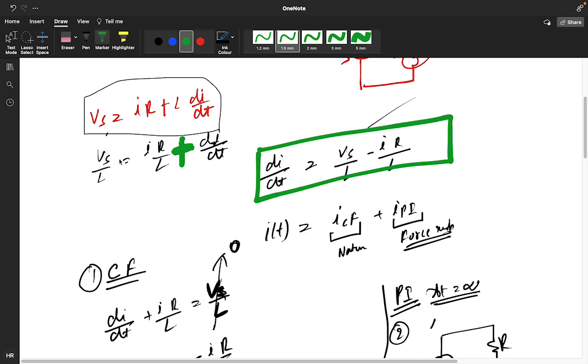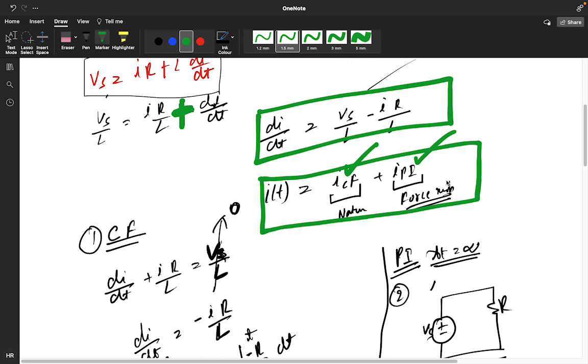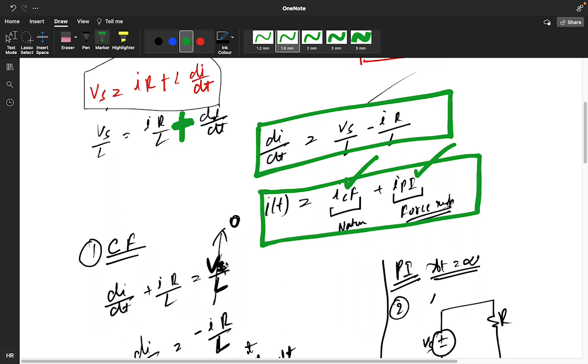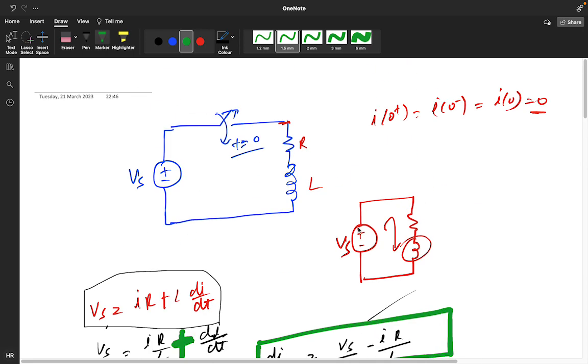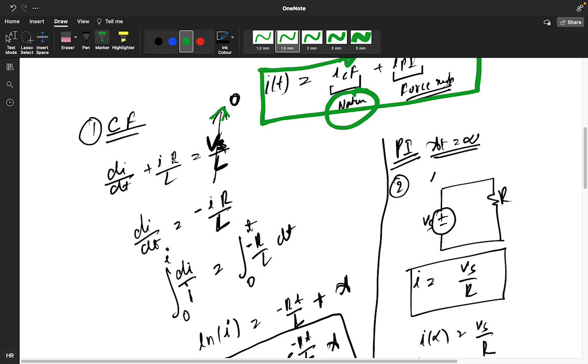Now you have the equation like this. If the function is in the form of a differential equation, it can be broken into two parts: complementary function and particular integral. For finding the complementary function, you have to put the input source voltage as 0, since we are solving for the transient response. So I put the value of Vs as 0. Now I have the equation di by dt plus I R by L.